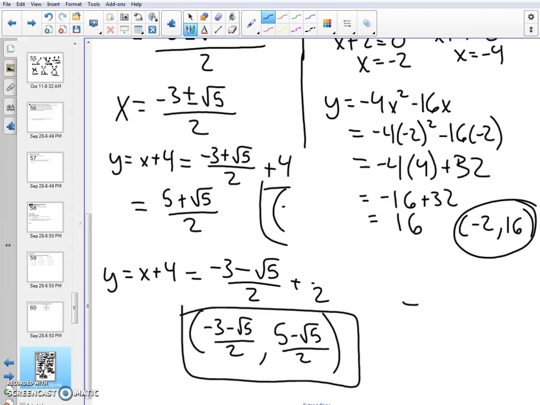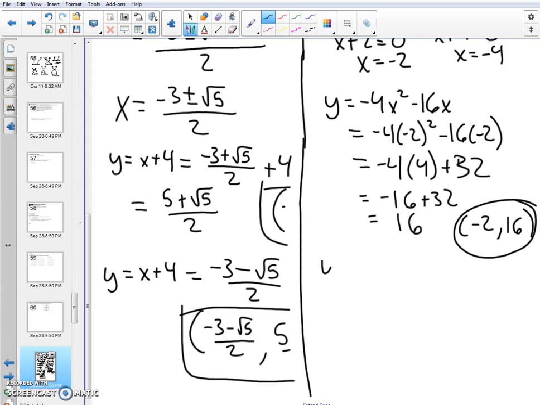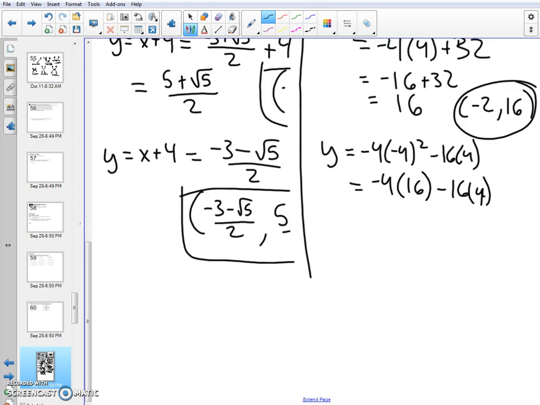All right, to find our second solution then, same idea, we just want to plug in the -4 this time. So we have y equals -4 times (-4) squared minus 16 times 4. So -4 times 16 minus 16 times 4. This would be -64.